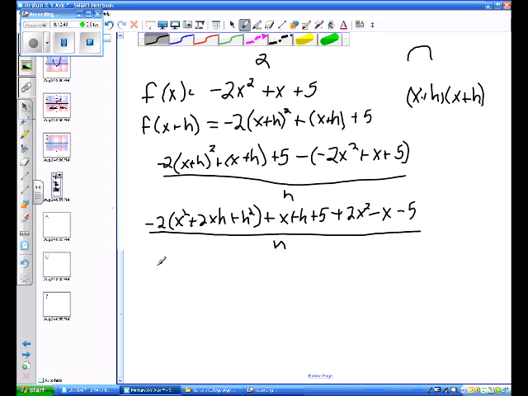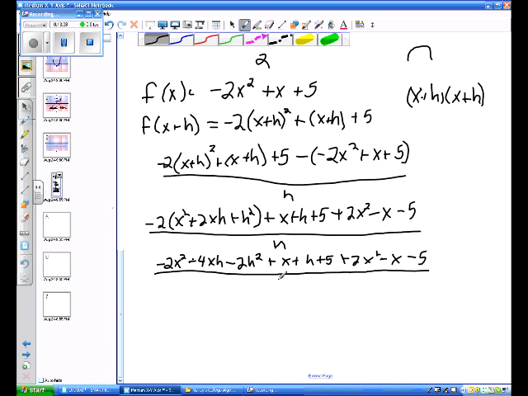Well, I still need to remove these parentheses. So I'll have negative 2x squared minus 4xh minus 2h squared plus x plus h plus 5 plus 2x squared minus x minus 5 all over h. And we could have gone up here when we were doing f of x plus h and go ahead and do the multiplication there and all of the simplification and just write it in.